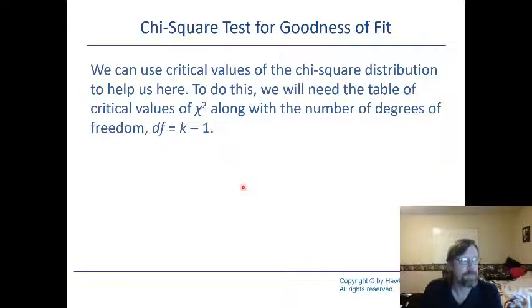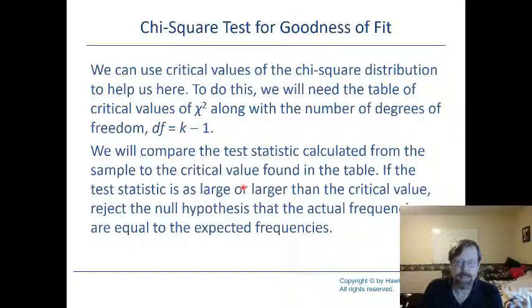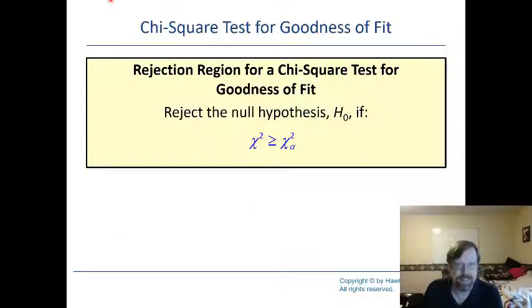All right, we need the table with critical values and degrees of freedom. We compare the test statistic with the critical value. If the test statistic is larger, we can reject the null hypothesis.